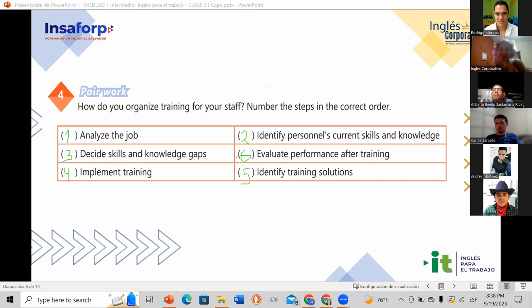Who else evaluates this or orders it in a different way? Tell me. I think probably the fourth will be identify training solutions. Then the fifth will be implement training. Do you think this one will be number four? Yes, teacher. That's number four. And then number five here.